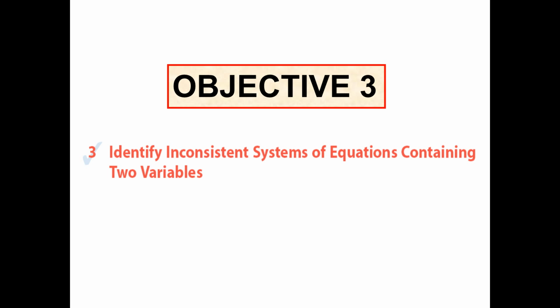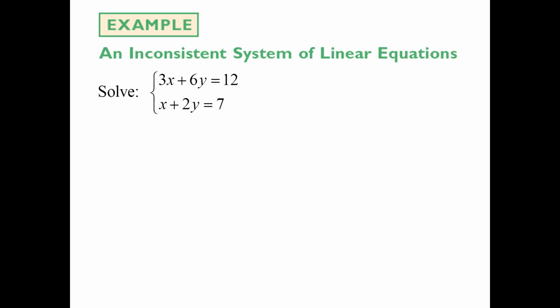Alright, so we need to identify inconsistent systems of equations containing two variables. Inconsistent is again where we have parallel lines that are not going to cross, so we're going to have no solution. So this one, I'm going to go ahead and do this with elimination.